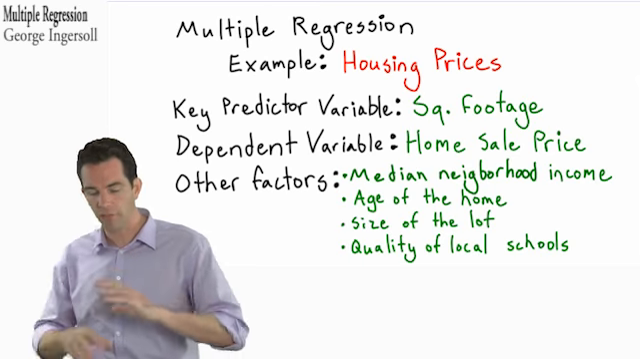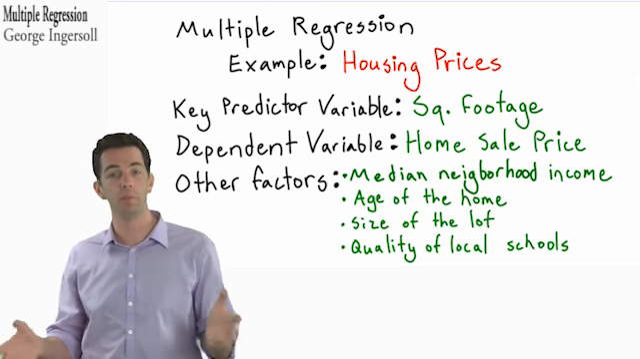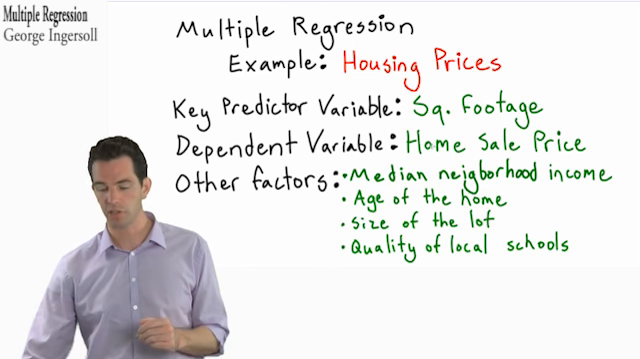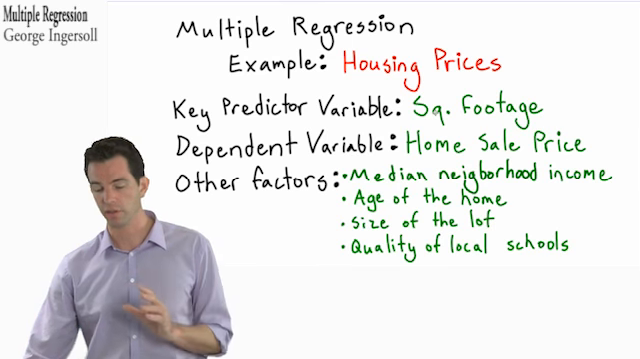And that's going to, if we throw all of those into our multiple regression, give us a more accurate coefficient for the square footage and its effect on the home sale price.